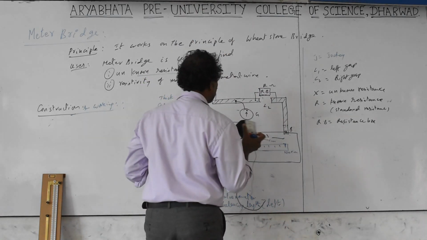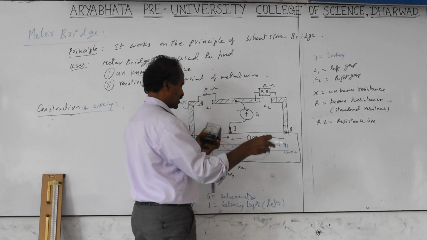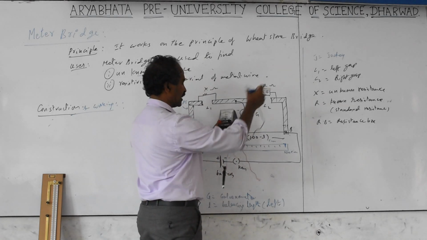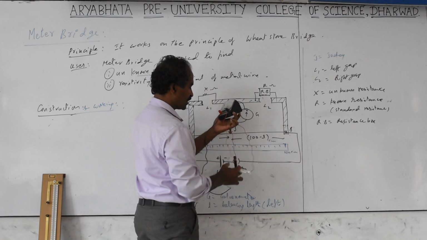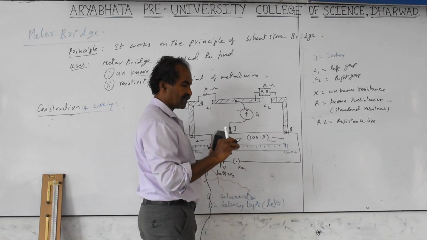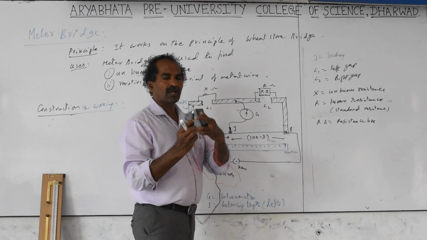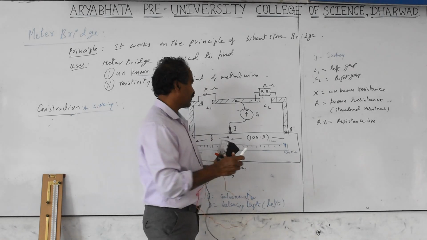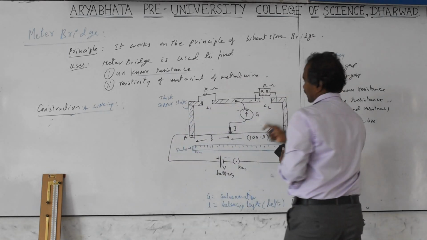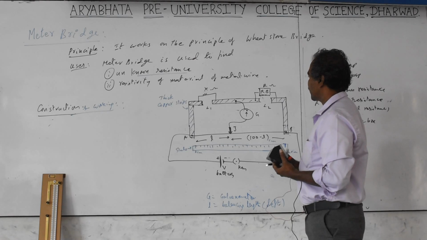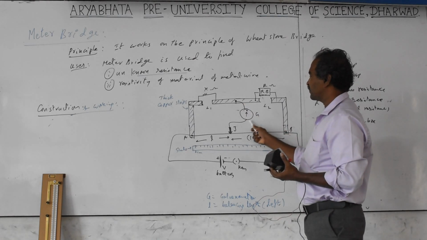So this is connected from the center terminal. The connection is done here, this wire at the center screw. The other terminal is connected to a thick metal rod. This is made of brass inside, with a nickel coating on the top, and a sharp edge. This is called a jockey. From the center terminal to the galvanometer to the jockey.